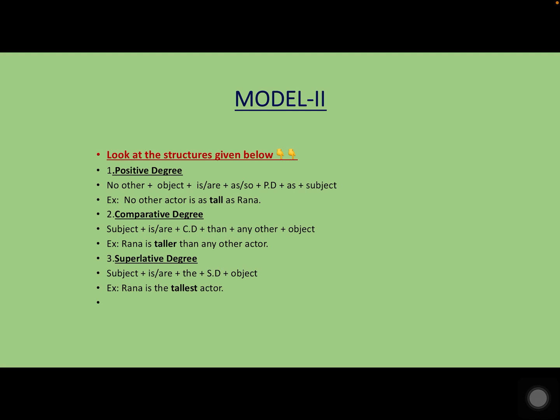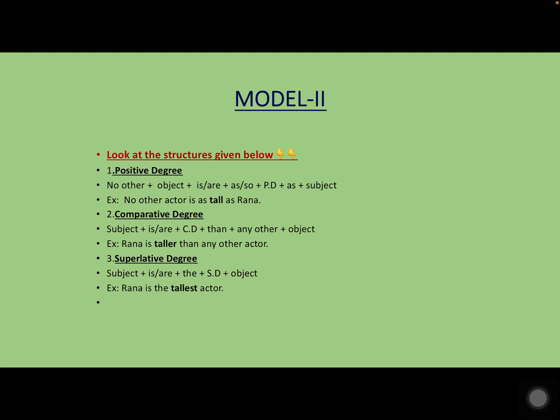as Rana" is given, then you must identify that it is a positive degree sentence. Clear? So it has started with "no other." Now how will you change it into comparative form? You have to add, look at the structure: subject. So bring the subject first. What is the subject here? It is Rana, isn't it?